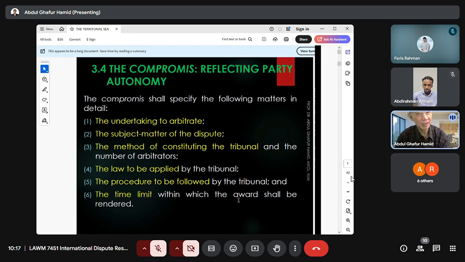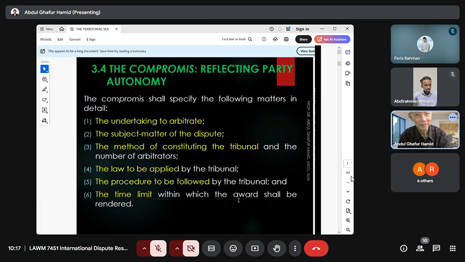And this is the basics of contract law also. In law of contract, there is freedom of contract, right? Parties are free to include any terms they like in the contract. That is called freedom of contract. So also in arbitration, there is party autonomy. The parties are free to choose anybody they like as arbitrators. So the compromis reflects party autonomy. That's why the compromis shall specify the following matters in detail. Now, six matters I give here.